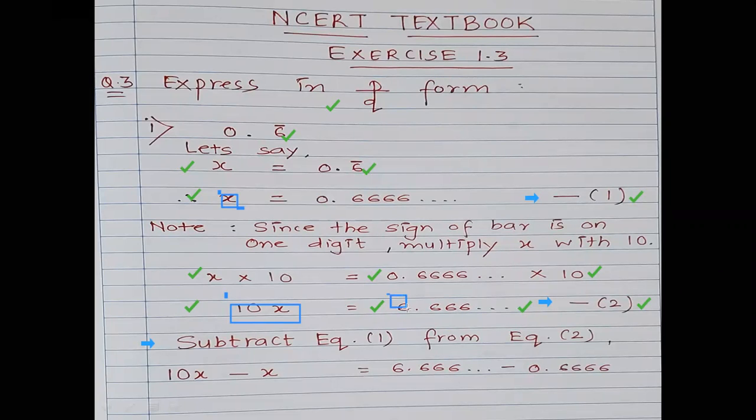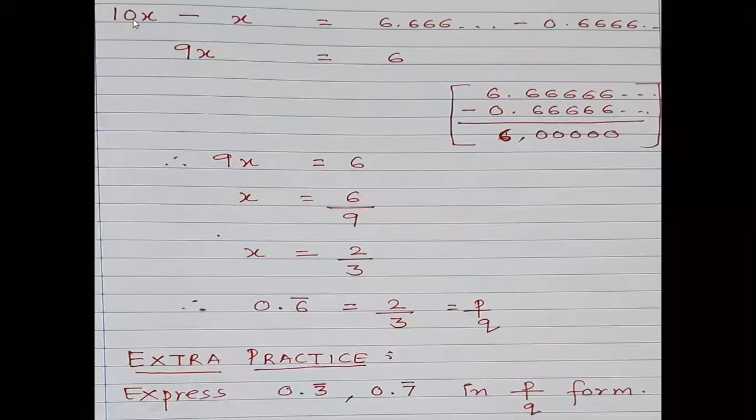So 6.666 actually gets subtracted from 0.666. So that has been actually mentioned over here. So 10x minus x is equal to 6.666 minus 0.666. I hope this is clear. Now, let us go to the next step. So, we were here, 10x minus x was carried out, and on the right hand side, equation 2 minus equation 1 was again carried out.